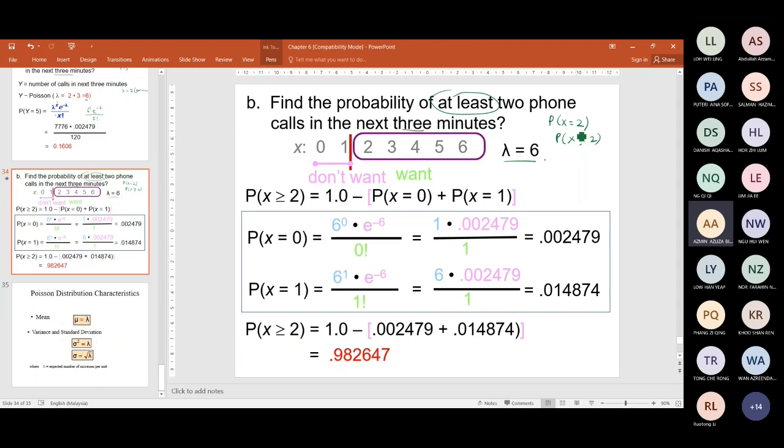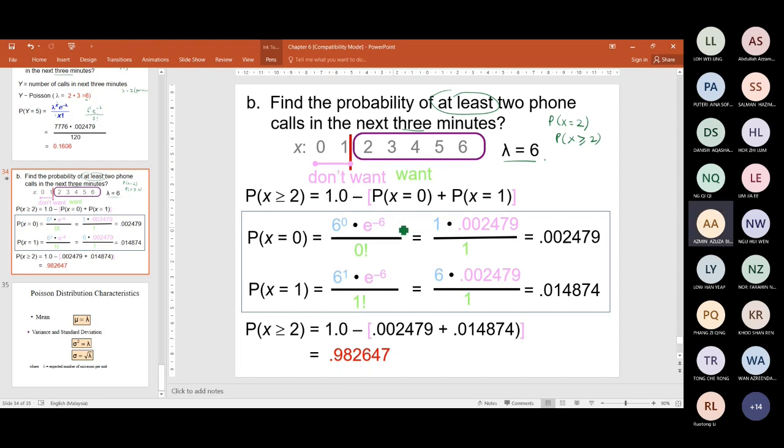So the question now, again, is not asking you exactly 2, unlike the previous one is exactly 5. Okay, this one is not exactly 2, but at least 2. So at least 2 means it can be 2, 3, 4, 5, 6, like this. Right? So we want this area, we want this probability for this one here. We don't want probability for 0 and 1 here. Okay, so how do we find?